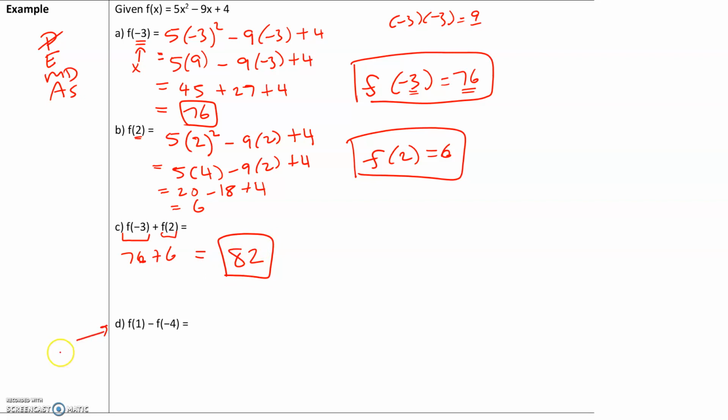Okay, the last example we will do in class. Just remember that we need to separately find out what is f of 1, and then find out what is f of -4, then subtract the numbers at the end.